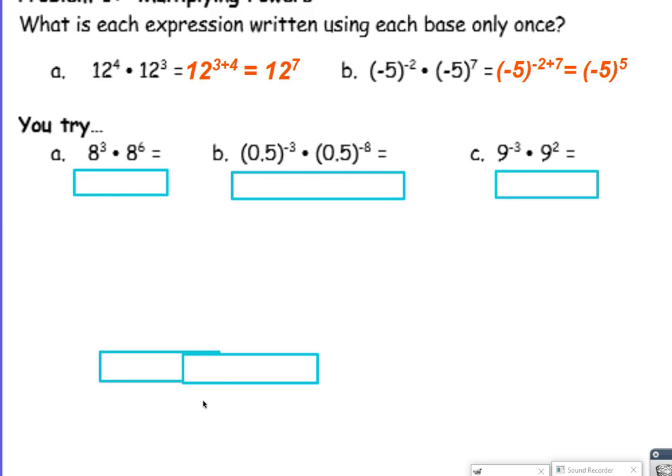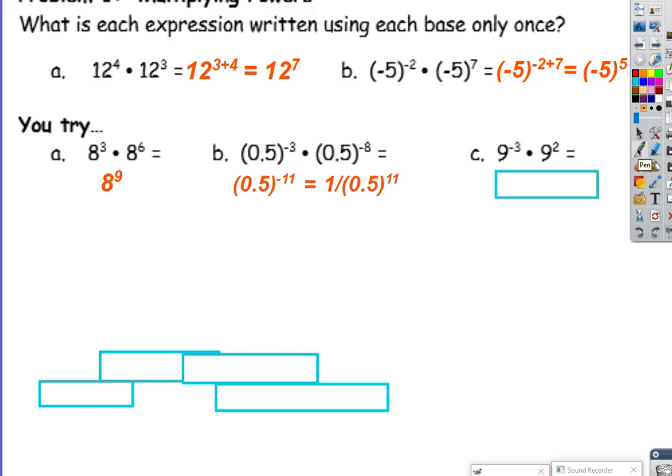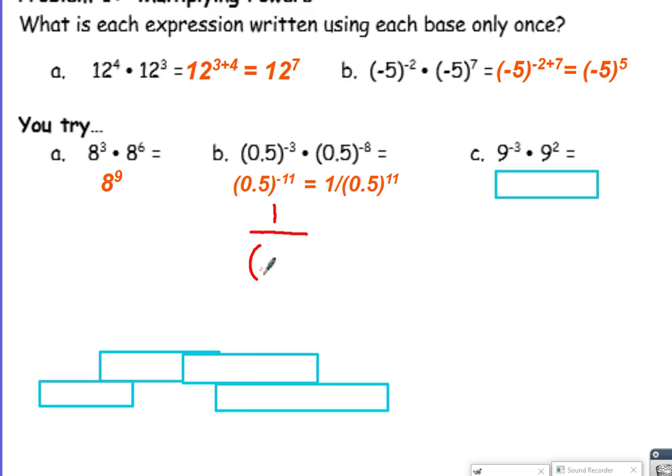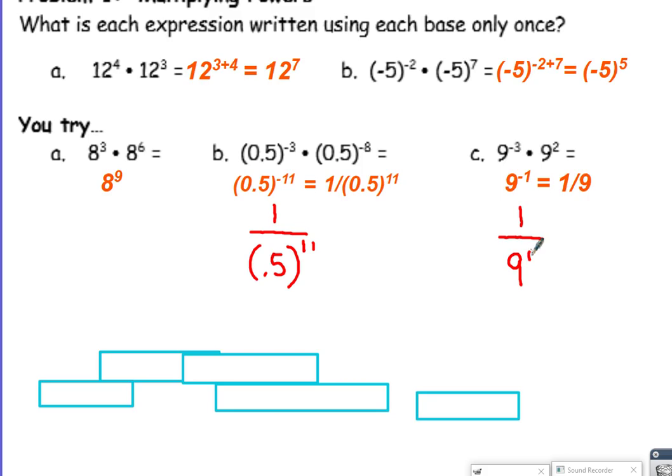Here are the answers for A, B, and C. A is 8 to the 9th. 3 plus 6 is 9. B is 0.5 to the negative 11. Please remember, we have a negative exponent, and negative exponents need to go to the denominator. So 1 over 0.5 to the 11th power. And C is 9 to the negative 1. Again, we have a negative exponent, and we have to move it to the denominator.